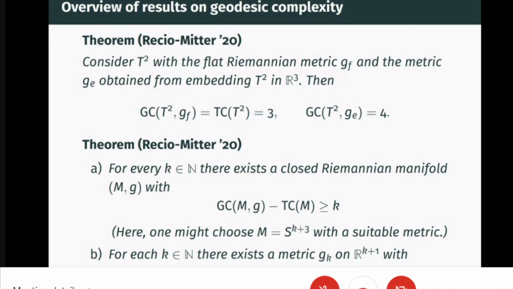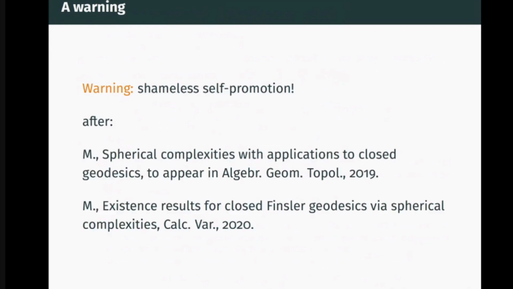Okay. So this was the geodesic part, and the fourth and last part is entitled spherical complexities, again about the different aspects. Before that, I have to give you a warning because of this part. This is special because I'm doing shameless self-promotion. This is my own research, and I want to talk a bit about this construction because I think it fits in here nicely as a different aspect. This is by two articles of mine that I've mentioned here.